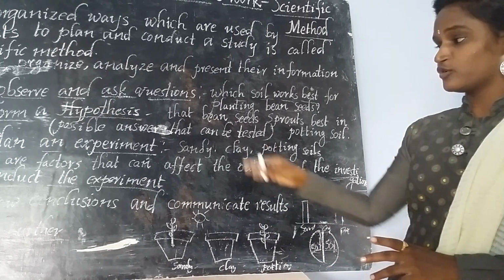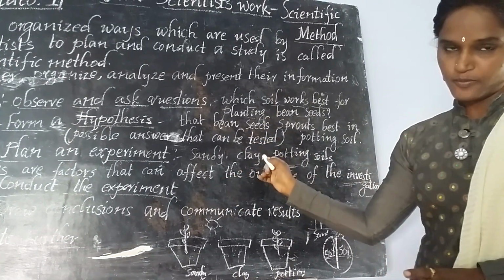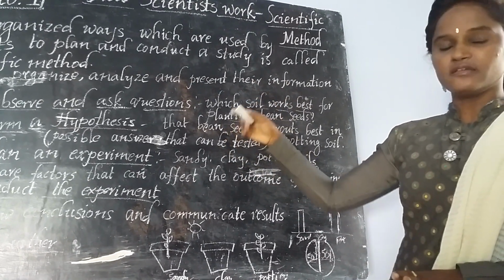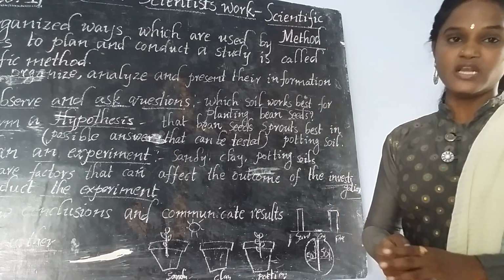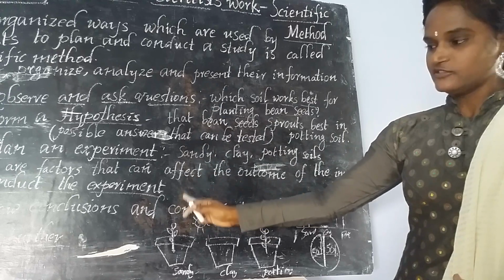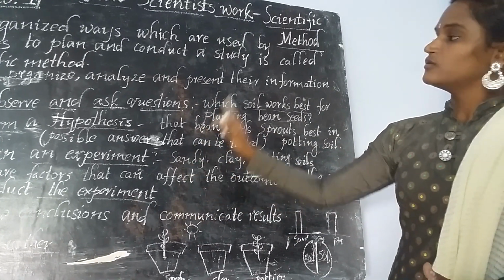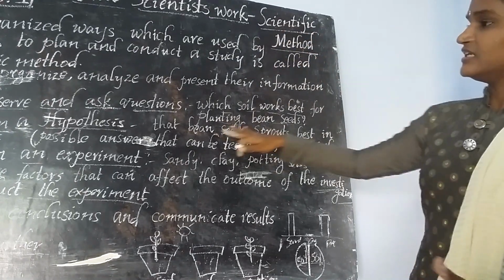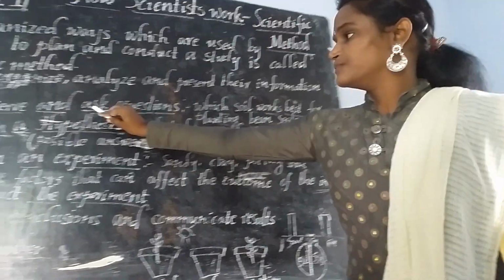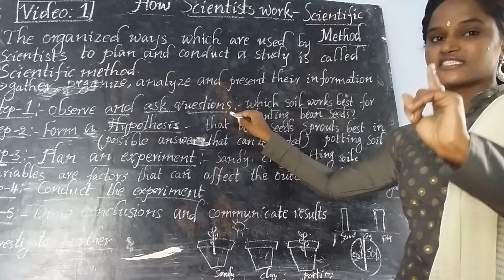Here Arvind's hypothesis was wrong. That's why he is going to another hypothesis, another guess. If it is wrong, then he may guess another possible answer. And he works on the same by using these 5 steps. Like this, we explain the scientific method by using these 5 steps. What are the 5 steps? The first step is observe and ask questions.